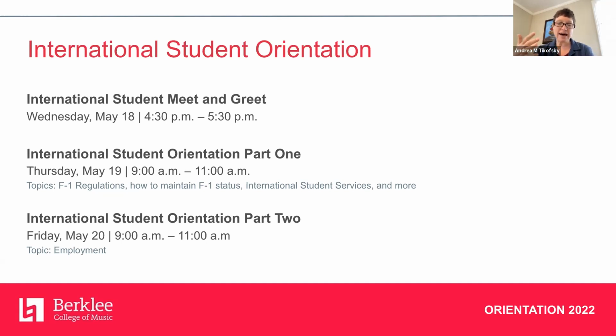And if you have any questions, you can reach out to ISS. Our email address is so easy to remember. It's International Student Services, so it's ISS@berkeley.edu. And thank you very much for your time.